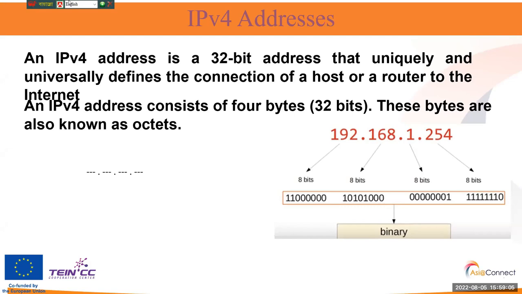An IPv4 address is 32 bits long and has 4 octets. So when we want to write an IPv4 address, we need 4 octets. And if we want to write IPv4 in decimal notation, then we add dots to separate the octets.